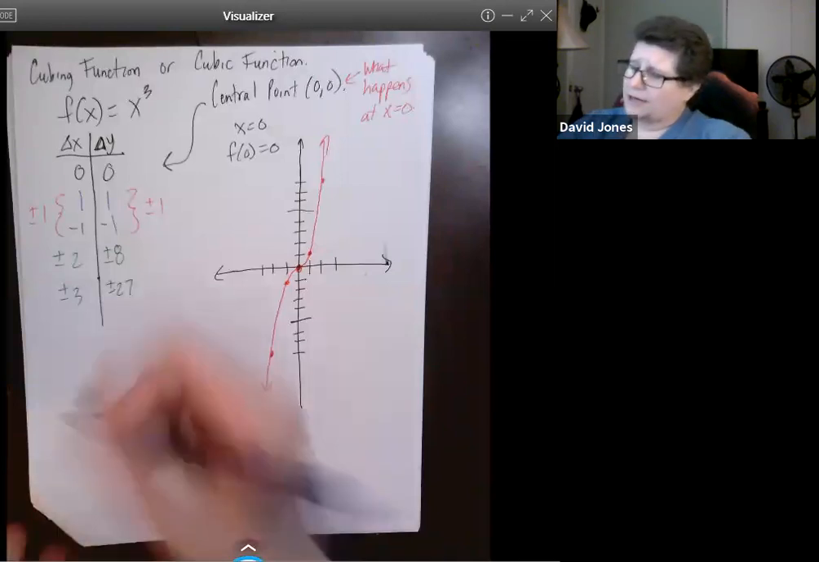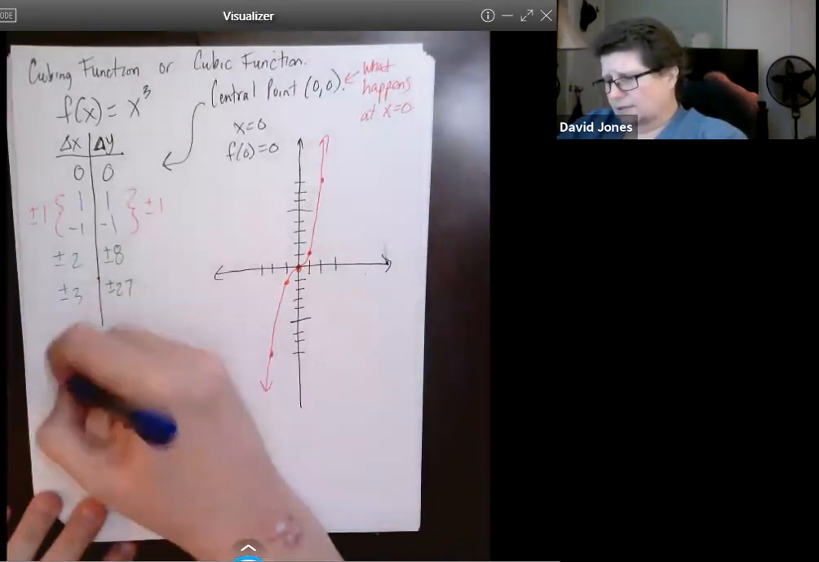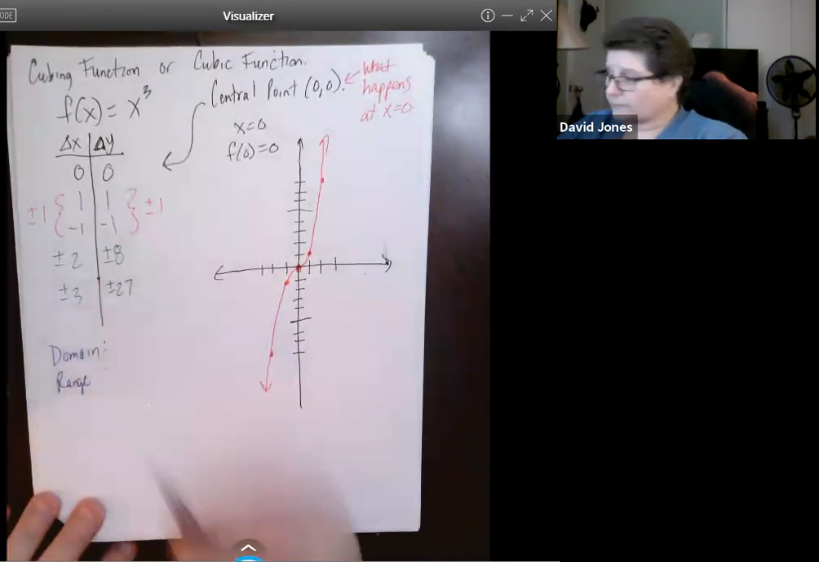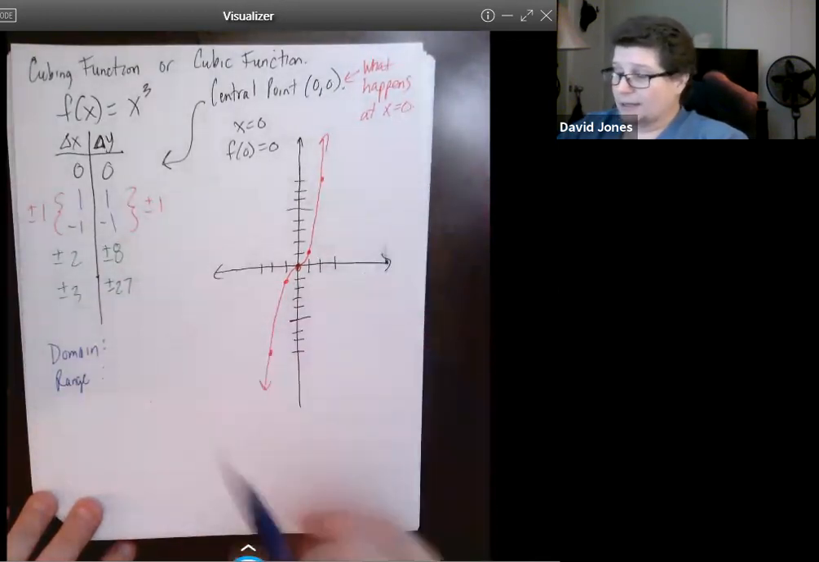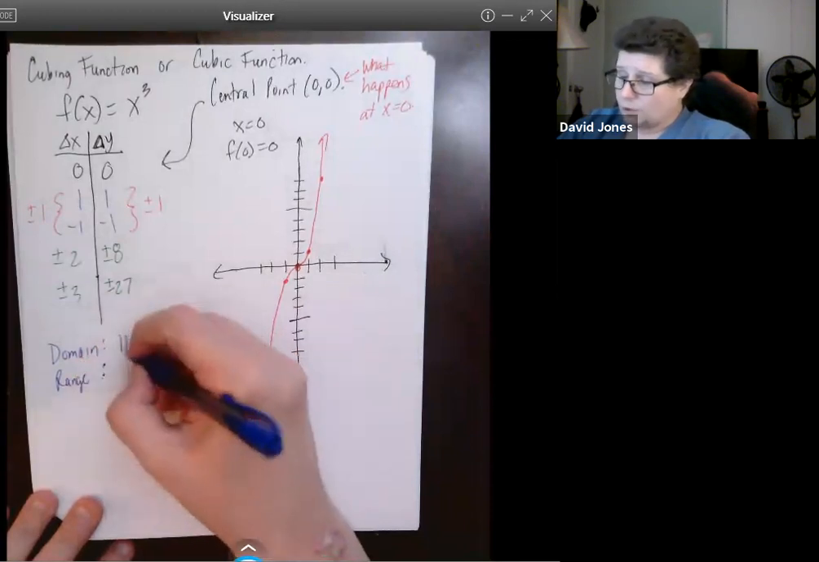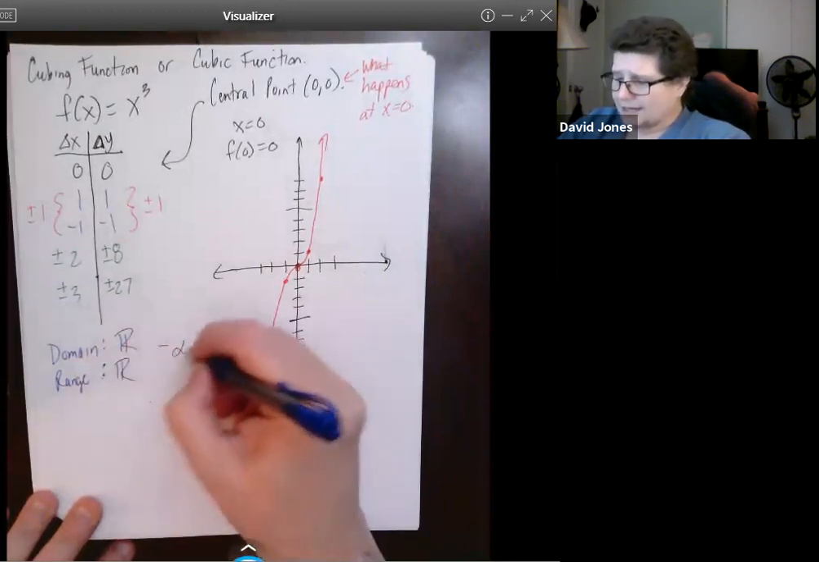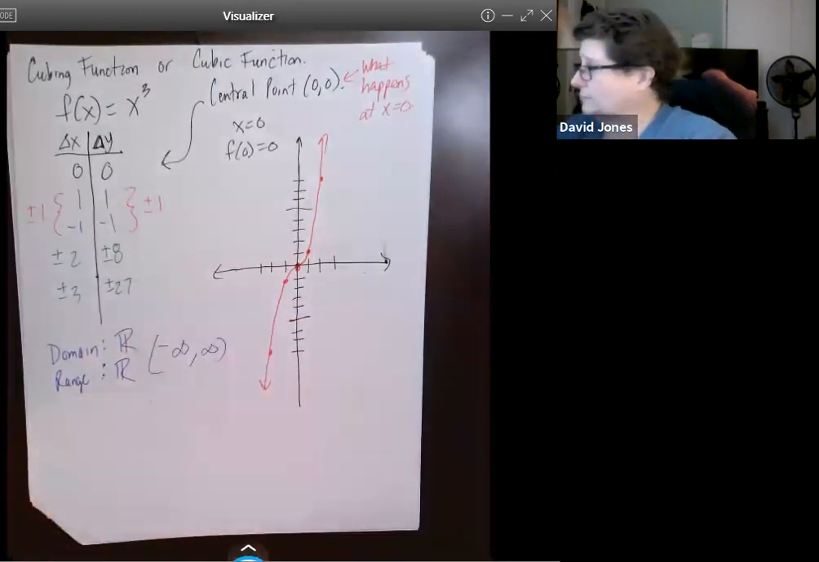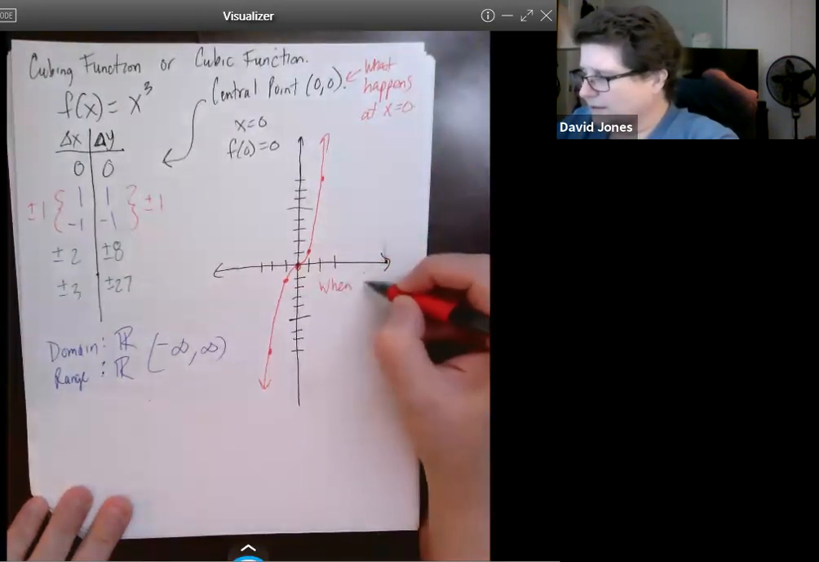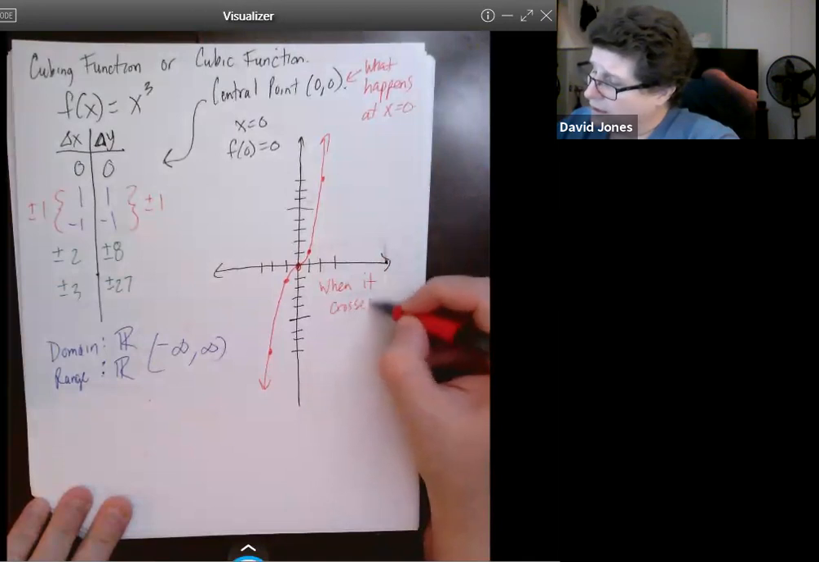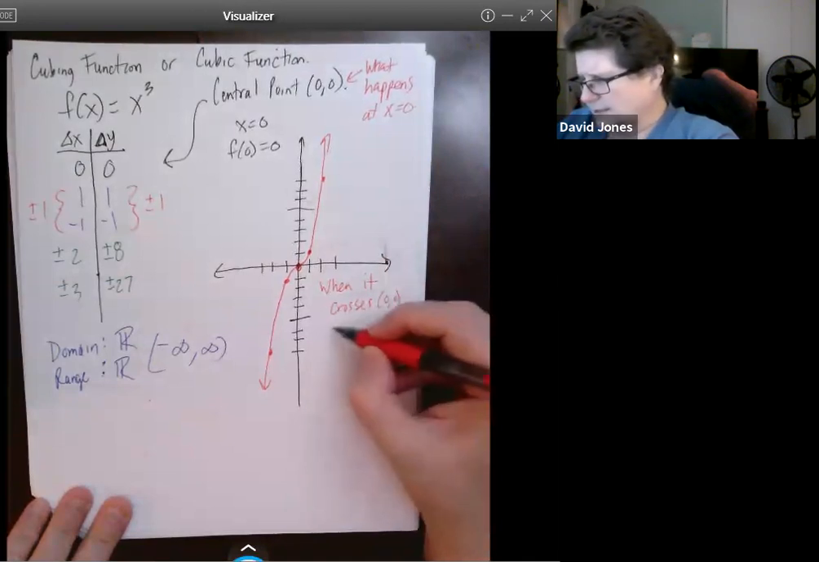If we look at the domain and range here, it goes infinitely up and down. The left and right, it does the same thing, albeit much slower. So it's all real numbers, or we could say negative infinity to positive infinity. And, you know, so what happens with it? It doesn't cross in a straight line. When it crosses (0, 0), it kind of wiggles across.